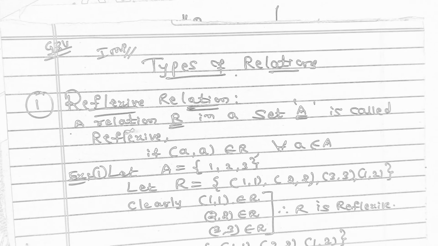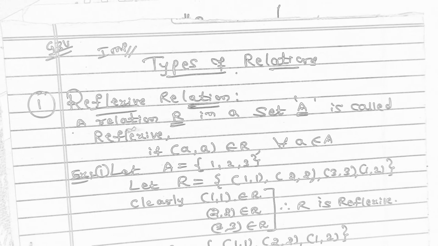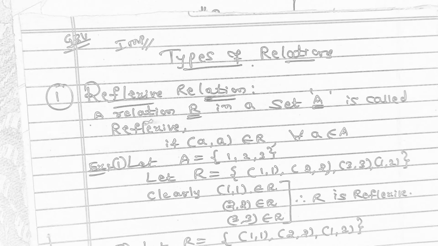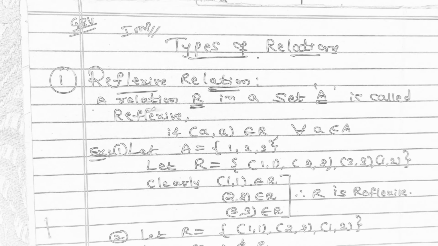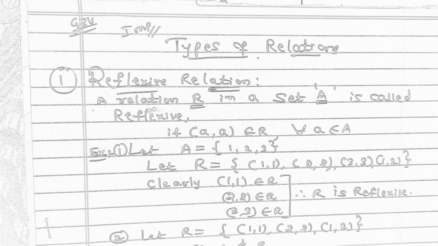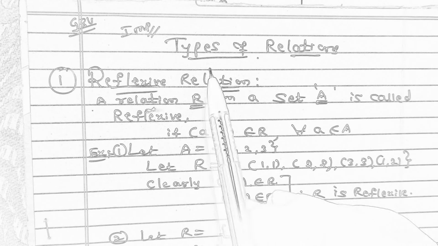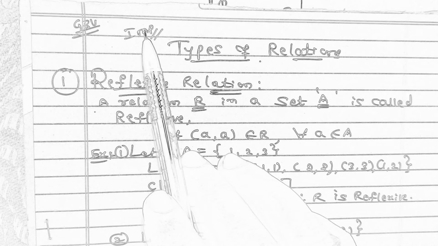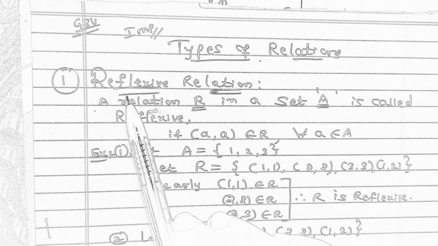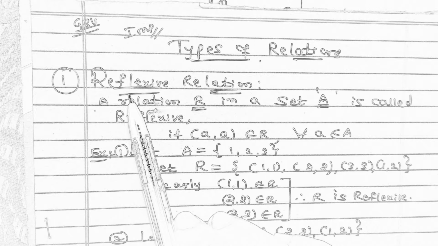Welcome, students. In this class, let us understand what are the other types of relations. In the previous class, we have learned the definitions of universal relation and empty relation. Now, very important from the examination point of view, you will get 2 marks and 3 marks problems related to these definitions. So, let us try to understand a very important definition here. Try to concentrate on the subject here.